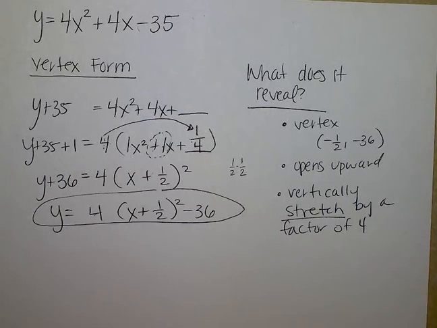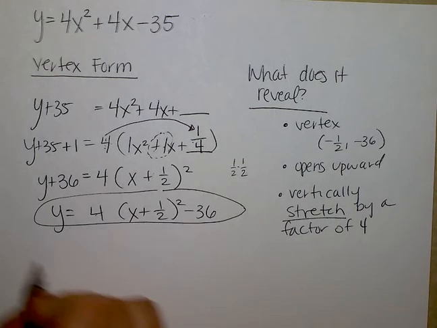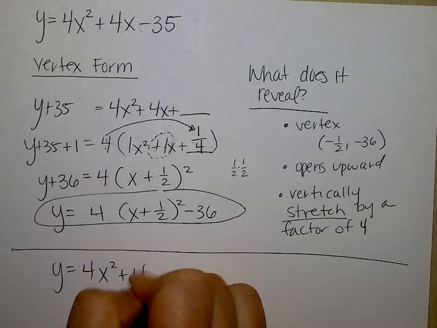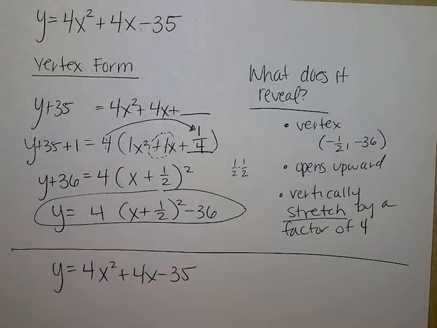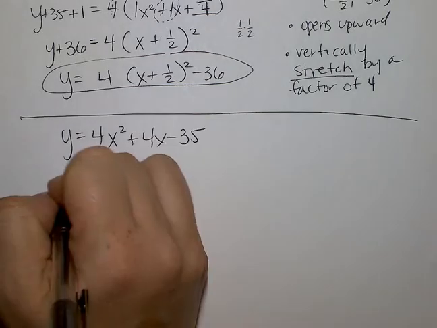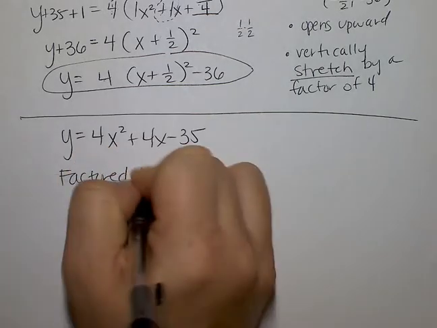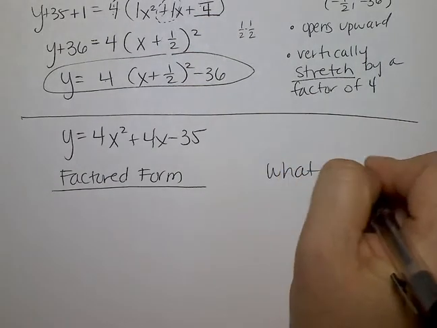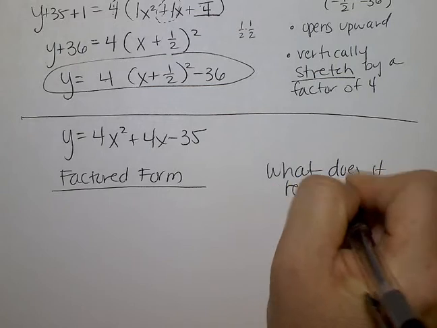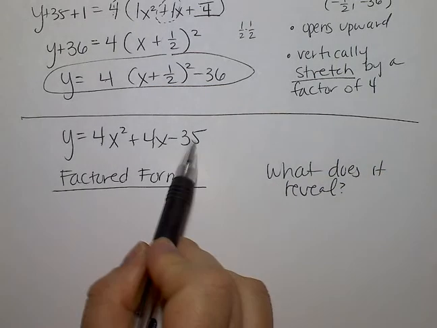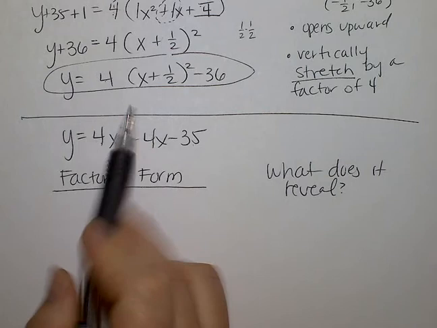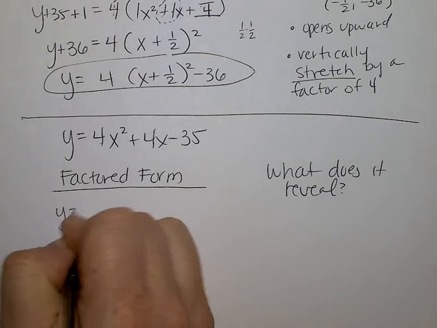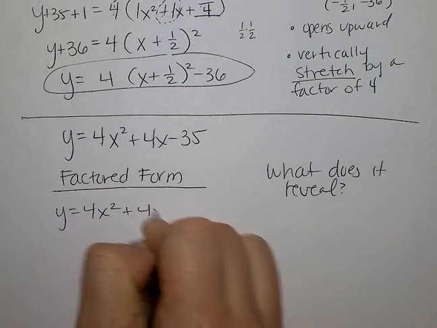Okay, I'm going to rewrite the equation which was in standard form. And now I'm going to put it in factored form, also known as intercept form. Okay, so I'm looking at 4, 4, and 35. I'm trying to find out if there is a number that I can divide or factor out of each one of these, and there is not. So I have 4x squared plus 4x minus 35.